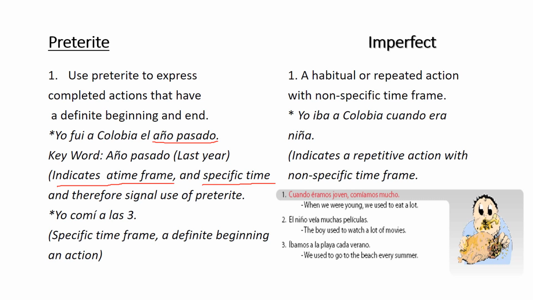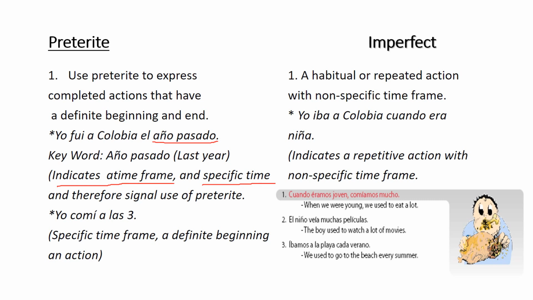Now, let's take a look at the imperfect tense. We use the imperfect to express habitual or repeated action with non-specific time frame. The imperfect tense is used to refer to actions in the past that occur repeatedly. The imperfect tense is also used to refer to actions in the past that occur over an extended period of time. Okay? For example, yo iba a Colombia cuando era niña.